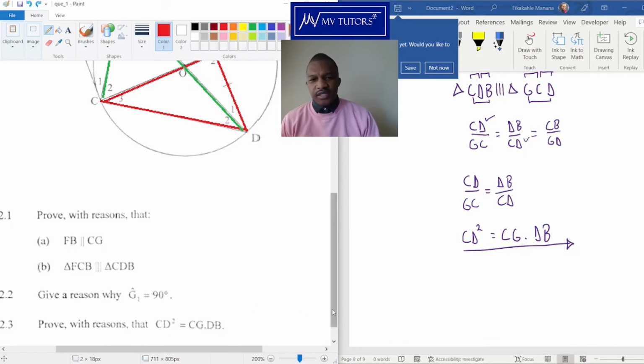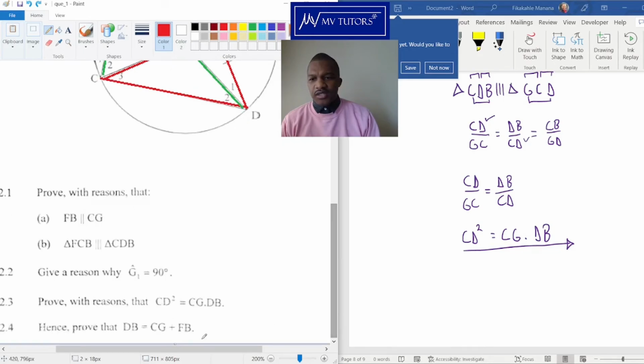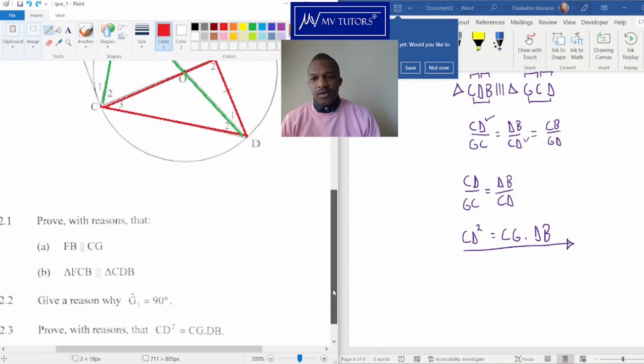And then the last question says, hence, which means we'll probably use what we just proved above. Prove that DB is equal to GC plus FB. Now, don't worry too much about this. We always worry about what is there. Okay, so let's work with it.